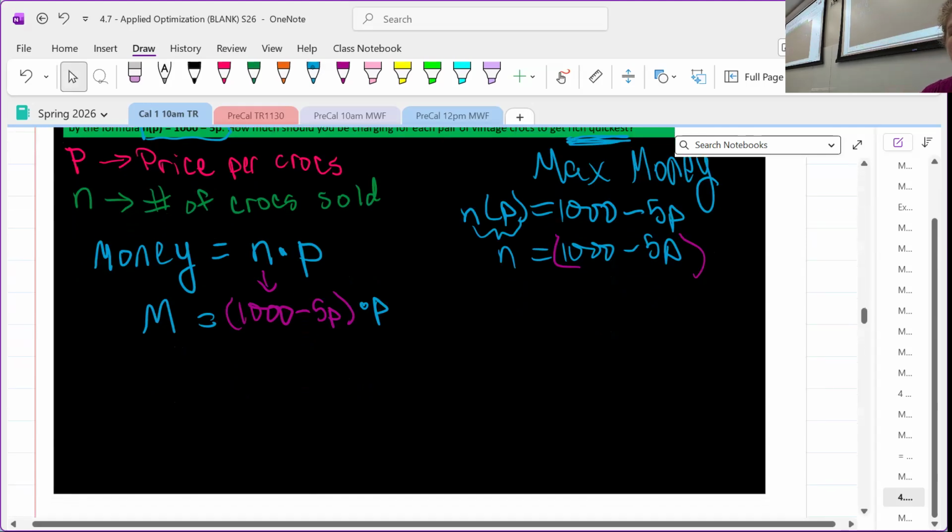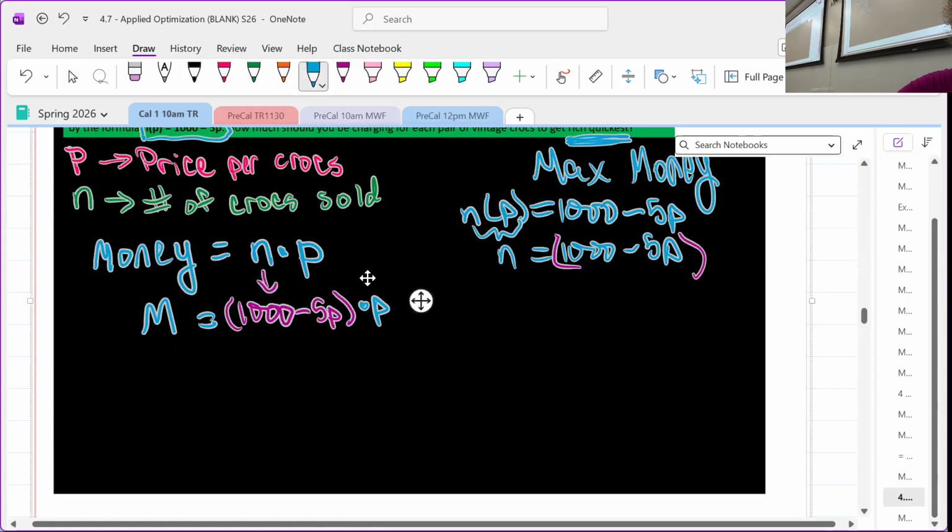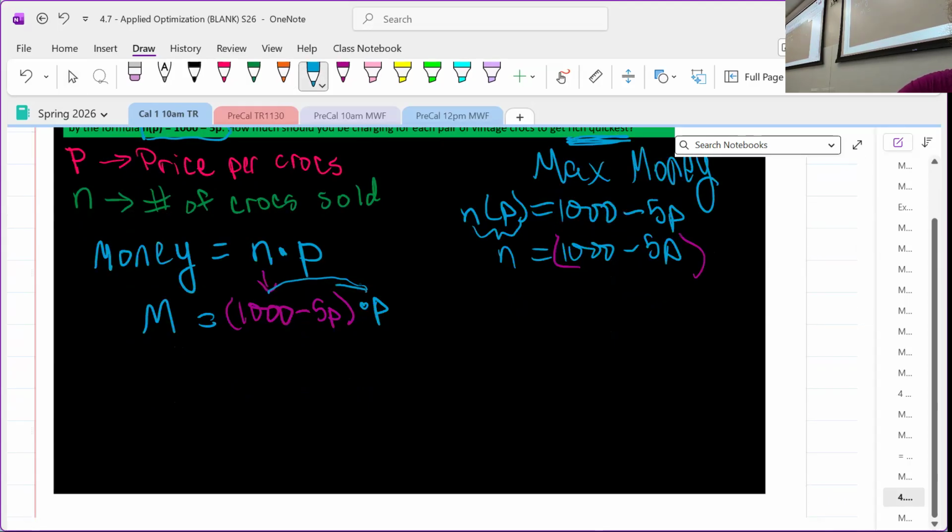Now I have a formula only in terms of one variable. Now I can use my calculus. So I'm going to clean up the formula first, though. Just multiply that P through. So 1000P minus 5P squared. Yet another upside down parabola.